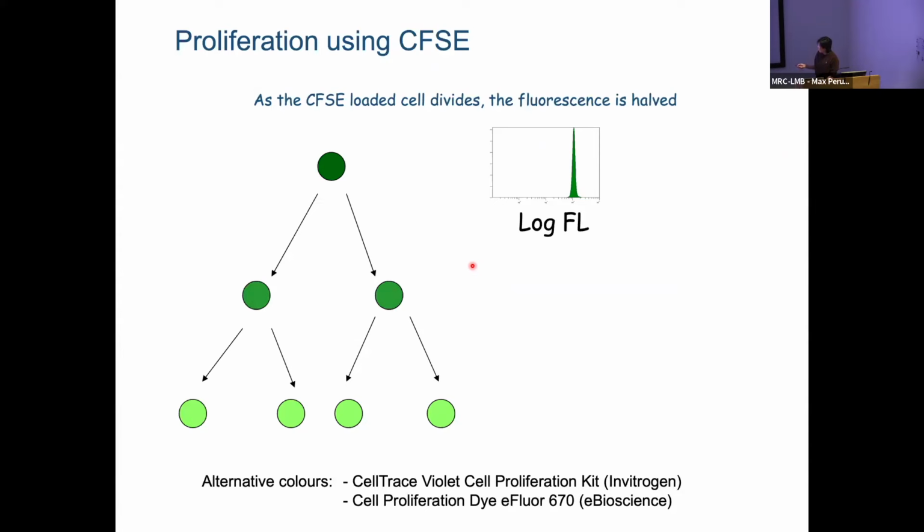So we can track this by plotting the fluorescence here on a histogram, plotting this fluorescent dye. So we can see the parent, and we're losing fluorescence across the division cycles.